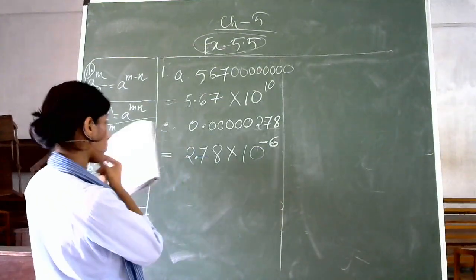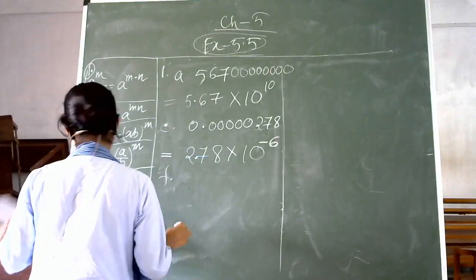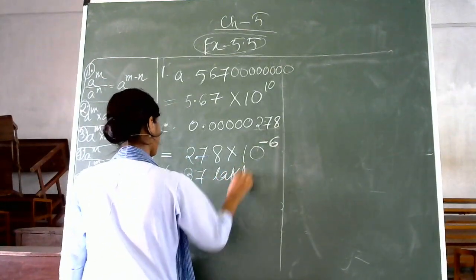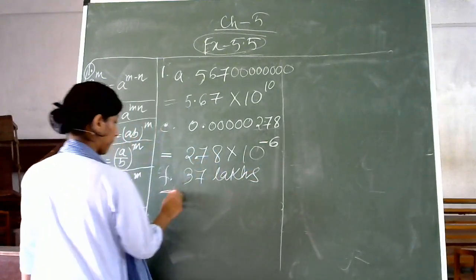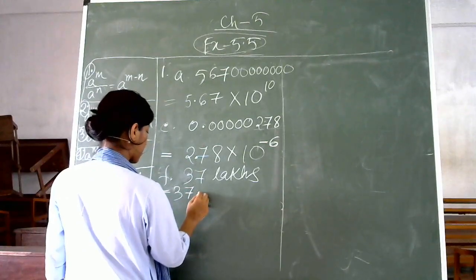Okay, let us do one more question from the same exercise. 37 lakhs. Okay, 37 lakhs is how much? 5 zeros, right? We all know 37 lakhs is 5 zeros.